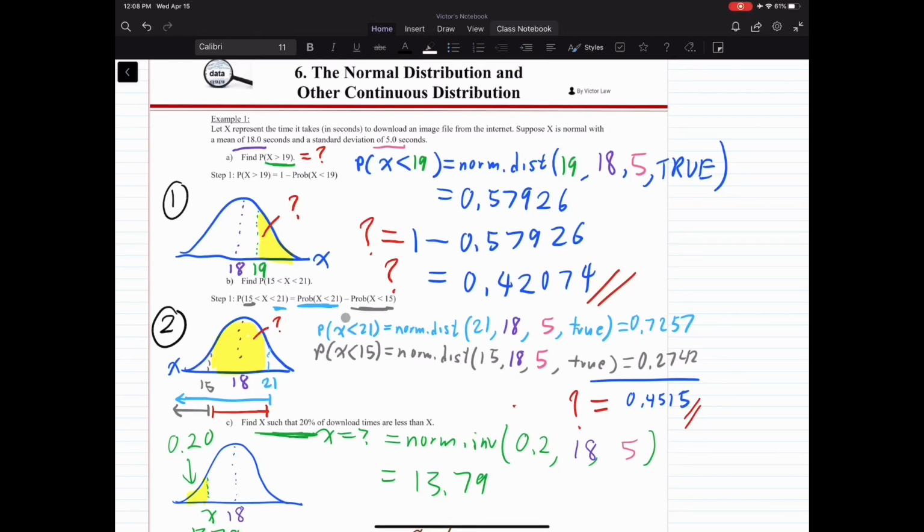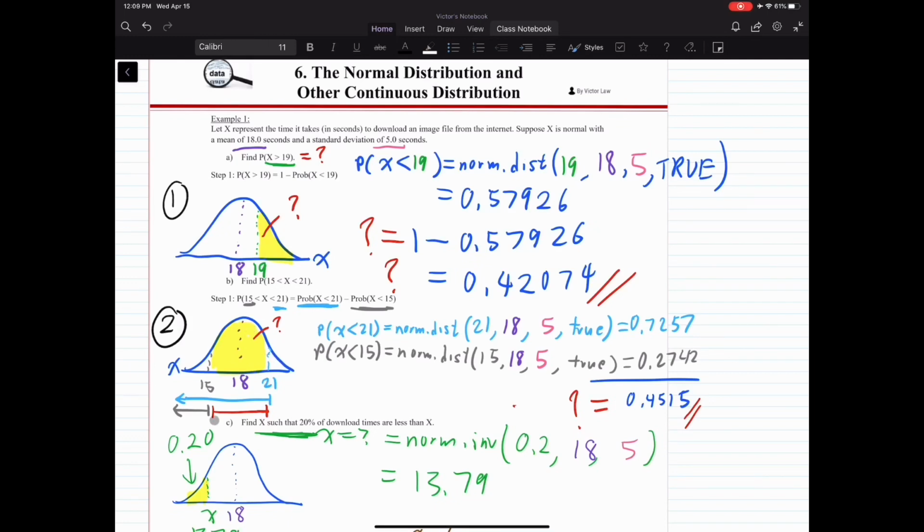And then we're going to subtract these two probabilities. And that will give you the probability between 15 and 21. By subtracting the area to the left of 21 by the area to the left of 15, the difference here will be your probability between 15 and 21, and that's what we're looking for.